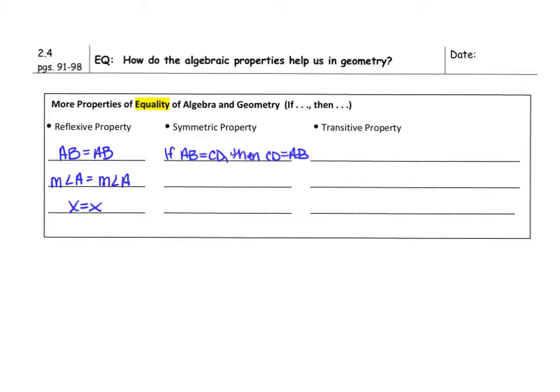With angles, it'll look like this. If measurement of angle A is equal to measurement of angle B, then measurement of angle B is equal to measurement of angle A. Again, all I'm doing is just switching the order of these two angles. An algebraic example would be if x equals 3, then 3 is equal to x.